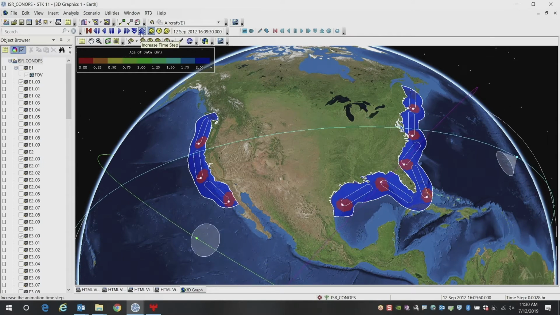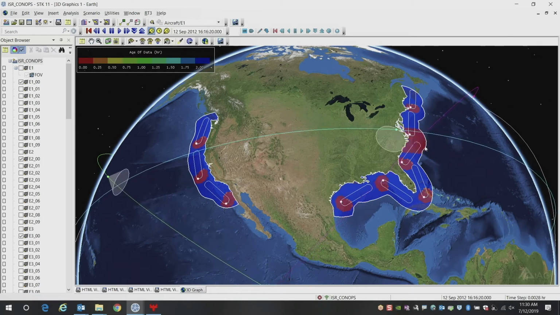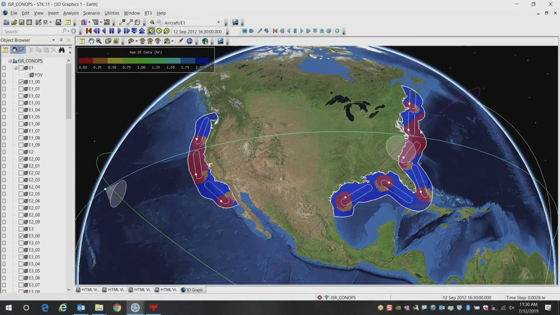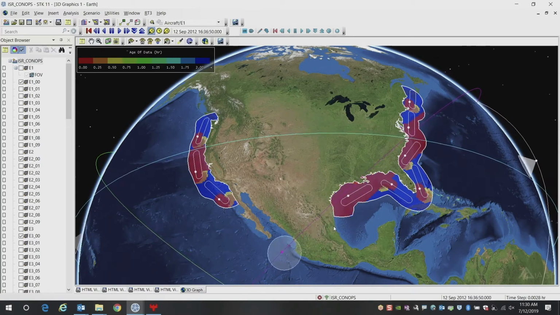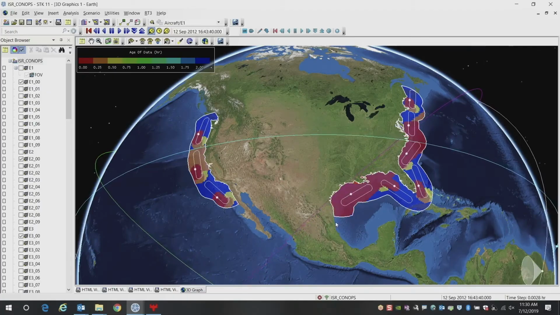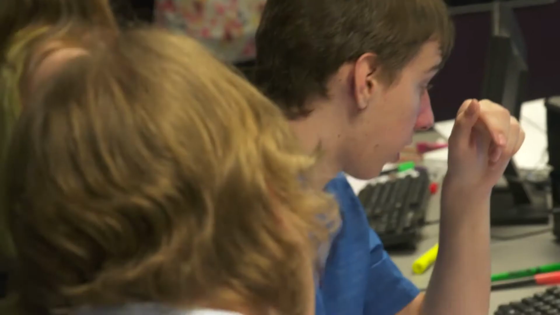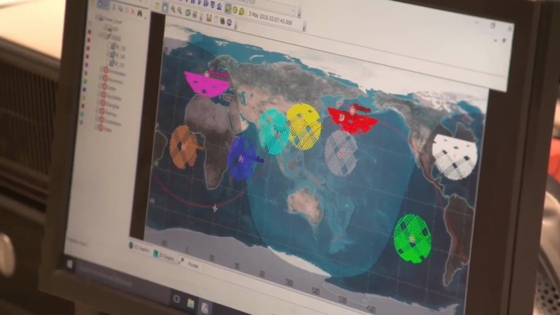From there, you'll be given step-by-step instructions on how to set up certain scenarios, and after that, you'll be given scenarios with problems that you and your teammates will have to solve. The goal in all of this is to have teams of cadets compete in the StellarXplorer competition. This is a national competition sponsored by the Air Force Association.